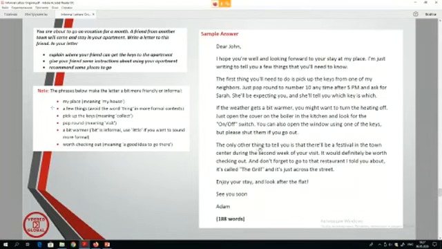The only other thing to tell you is that there will be a festival in the town center during the second week of your visit. It would definitely be worth checking out. Be worth checking out, meaning a good idea to go there. So, it's a very good example, actually, of how to write an informal letter.